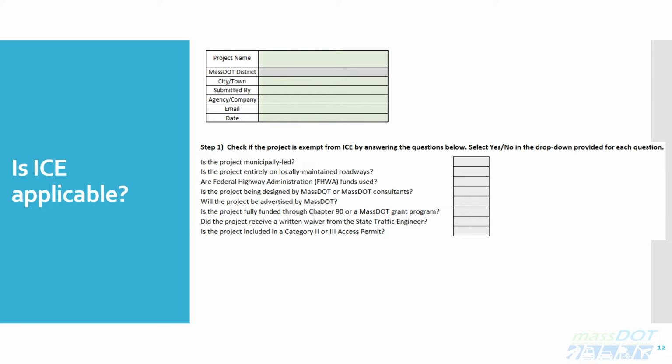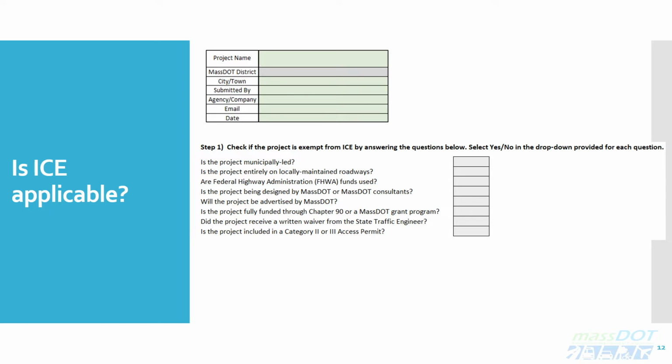The first condition is that a project is exempt from the ICE procedure if all of the following are true. The project is municipally led, entirely on locally maintained roadways, not funded using Federal Highway Administration funds, not being designed by MassDOT or MassDOT consultants, not advertised by MassDOT, and not included in a Category 2 or 3 access permit.